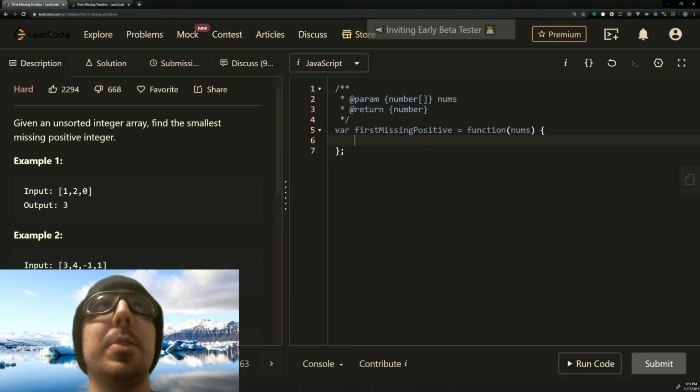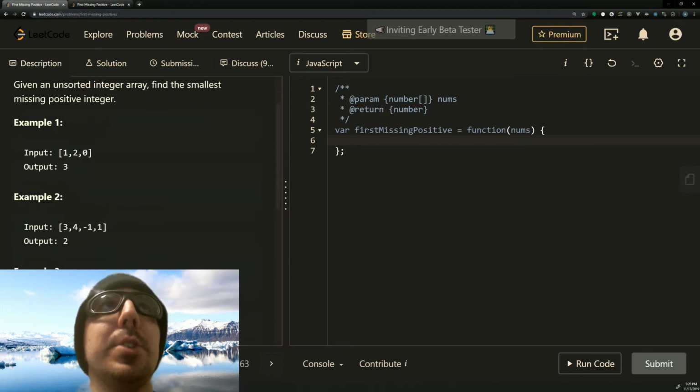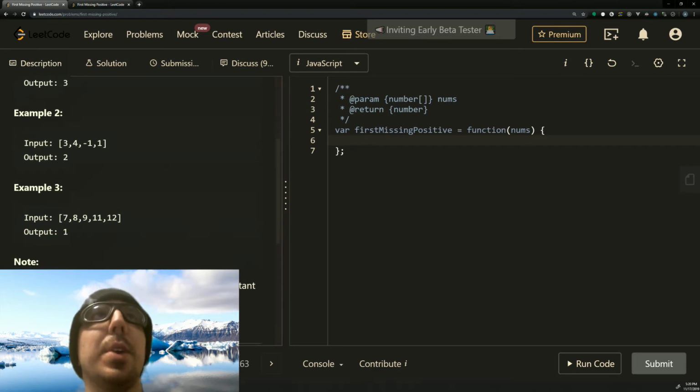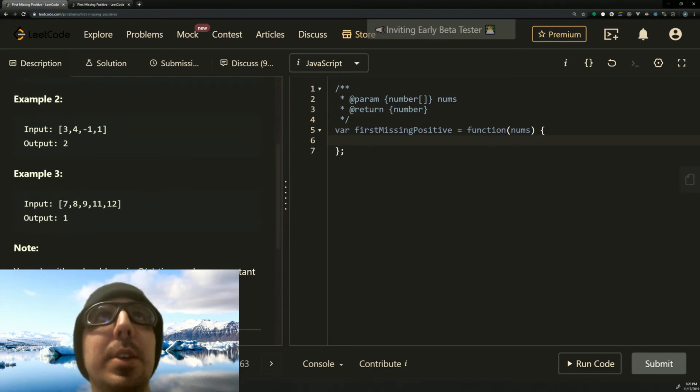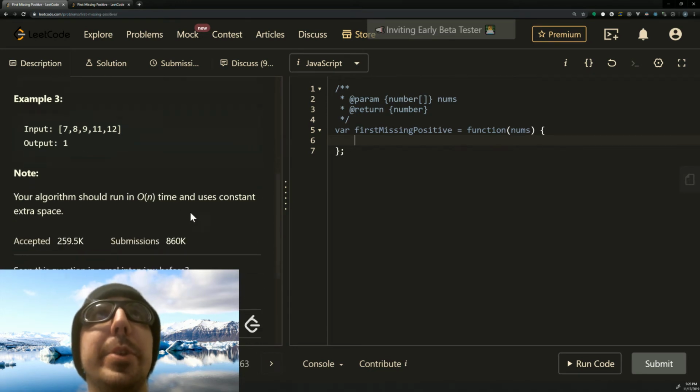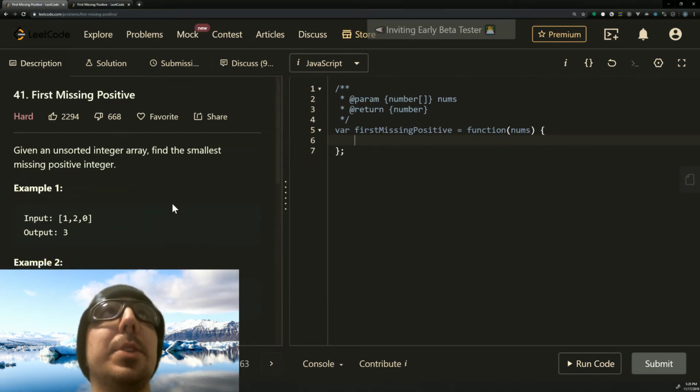So for example, here we have 0, 1, and 2. So 3 is the next number that isn't in there. For this one, 1, 2, 3, 2 is not in there. So 2 is the smallest missing integer. Here, 1 is missing. Essentially, they want this in linear time and using a constant amount of extra memory. Okay, so how are we going to go about doing this?